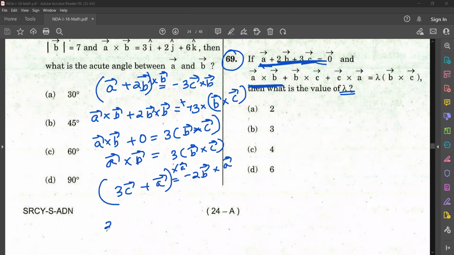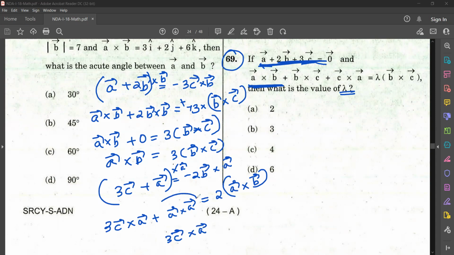Then what I'll get: 3C cross A plus A cross A is equal to minus 2B cross A, which can be written as 2A cross B, because if I'm taking B cross A as A cross B, then the negative sign will go. So this will become 3C cross A. Then A cross A will become 0, isn't it? Is equal to 2 into A cross B. Is it fine? Understood?